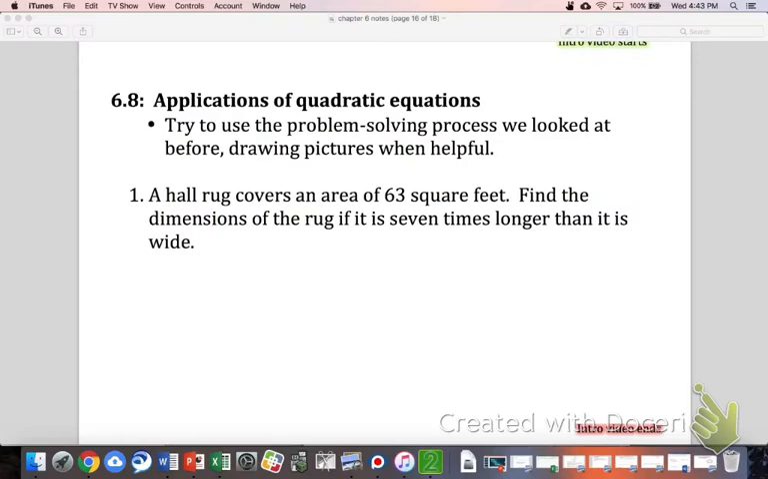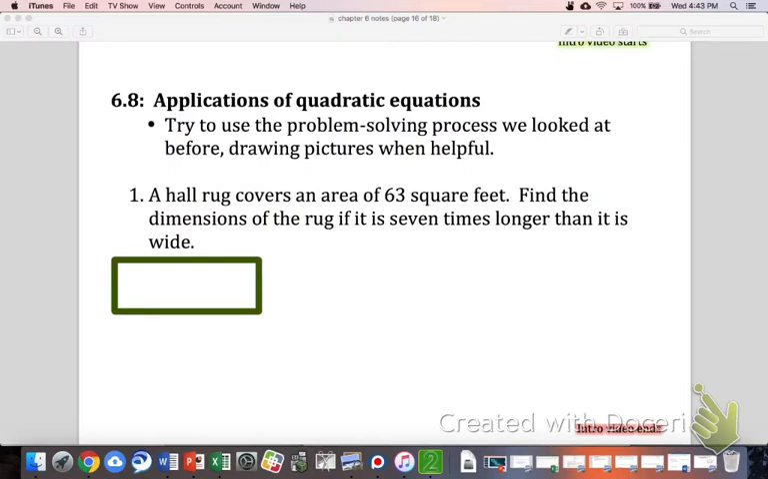Number 1 says a hall rug covers an area of 63 square feet. Find the dimensions of the rug if it is 7 times longer than it is wide. It doesn't come right out and say it, but I believe this rug is probably rectangular based on the words length and width, or longer and wide. And so I'm going to draw a picture of this one, and I'm going to draw a rectangle, and I'm going to label that rectangle as best I can based on the description.